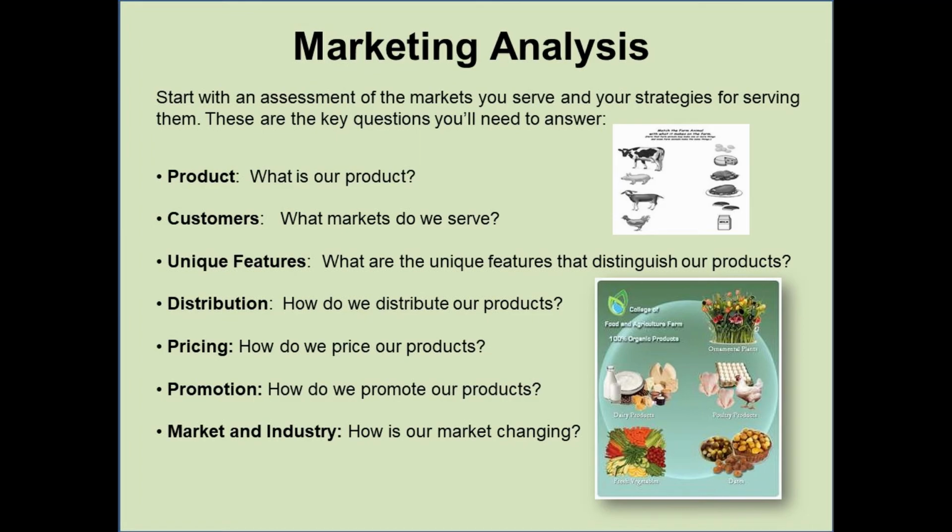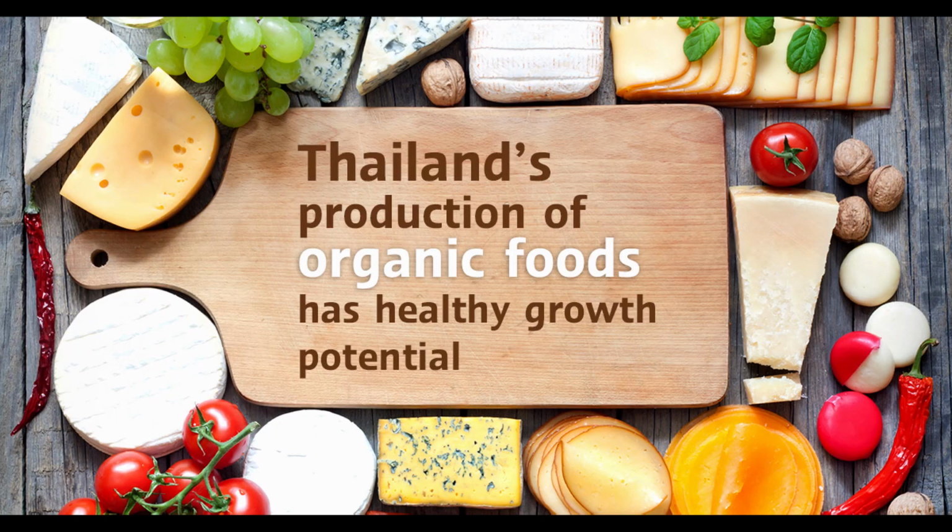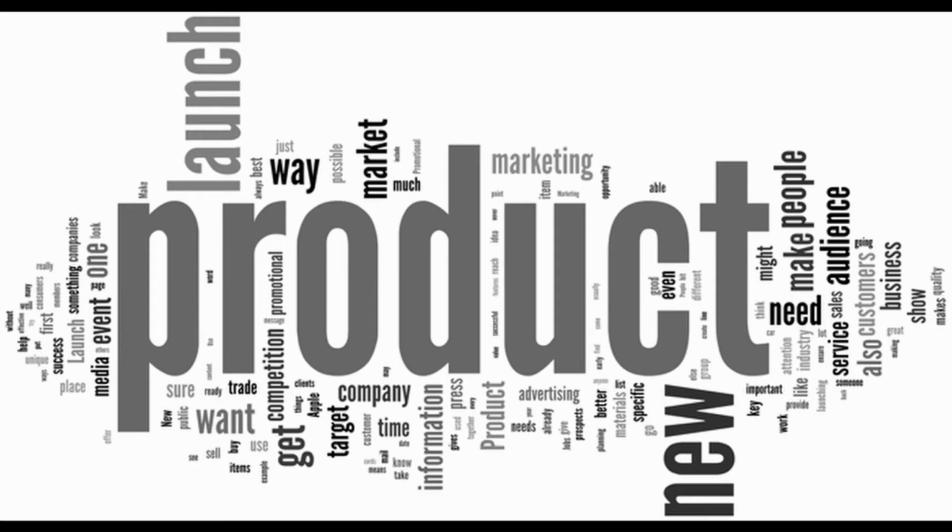What is our product? What markets do we serve? What are the unique features that distinguish our products? How do we distribute our products? How do we price our products? How do we promote our products? And finally, how is our market changing? Let's start with the first question: what is our product? This is usually an easy question, but it's sometimes useful to step back and think about what it is that you produce. As you ponder the question, what is our product, you may identify products that have great potential. For practical purposes, products are defined as commodities, final consumer goods and services.